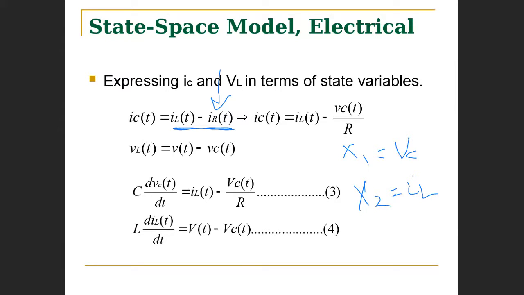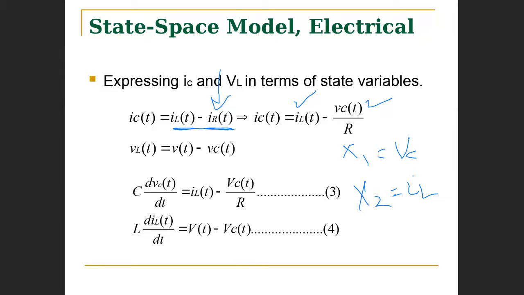Now, we re-examine the equation. Again, we know that IL is satisfied. Let's look at VC over R. Absolutely. The variable here is VC, and it is actually the first state variable. So yes, the equation is now in an appropriate format to represent that aspect of the state equation. And so we can now proceed to the second part of the state equation.